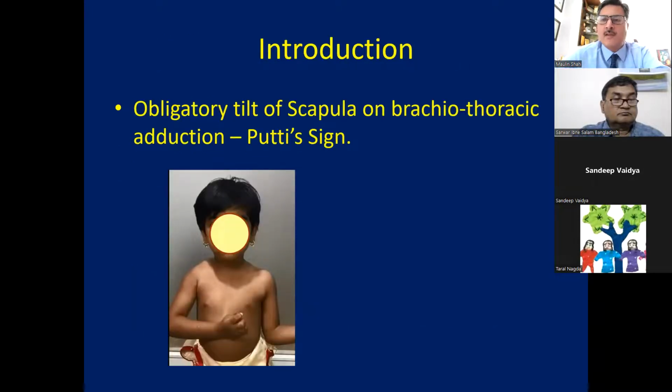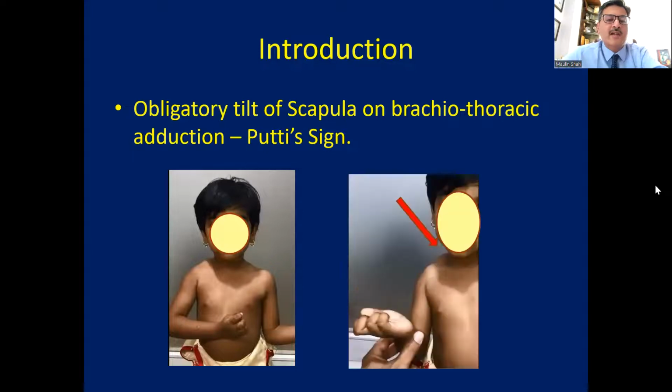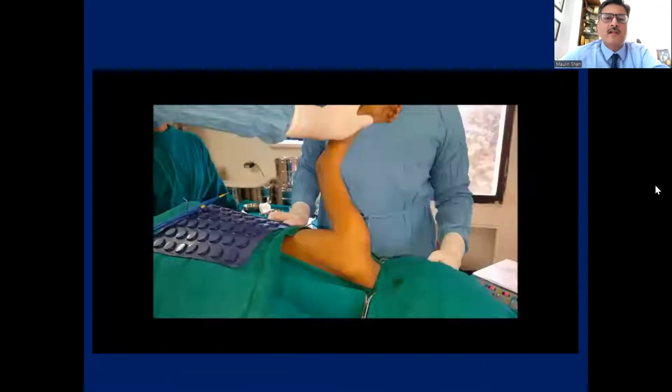So what is Patti's sign or abduction contracture? It's an obligatory tilt of the scapula on glenohumeral adduction, and it is known as Patti's sign. So this child is not able to keep the arm adducted; the moment you adduct it, the superomedial angle of the scapula will become prominent. In many children, it is very cosmetically disabling. And even if cosmesis is not a concern, that shoulder remains drooped. Young girls always complain that the sleeves of their clothes fall down. So that's a real challenging problem.